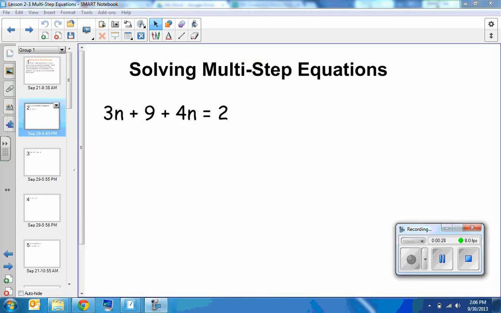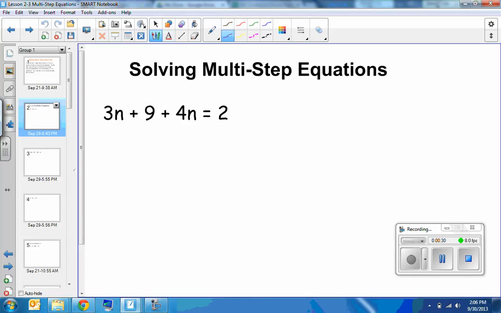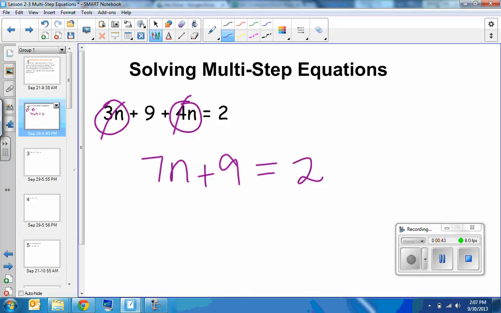So let's look at this problem. The first thing you want to do is combine like terms. So I know 3n and 4n I can combine to get 7n, and then I'm left with a positive 9 equals 2. Notice that I can only touch what's on one side of the equation and what's on the other side. I can only combine like terms that are on one side, and then I can only combine like terms that are on the other side.